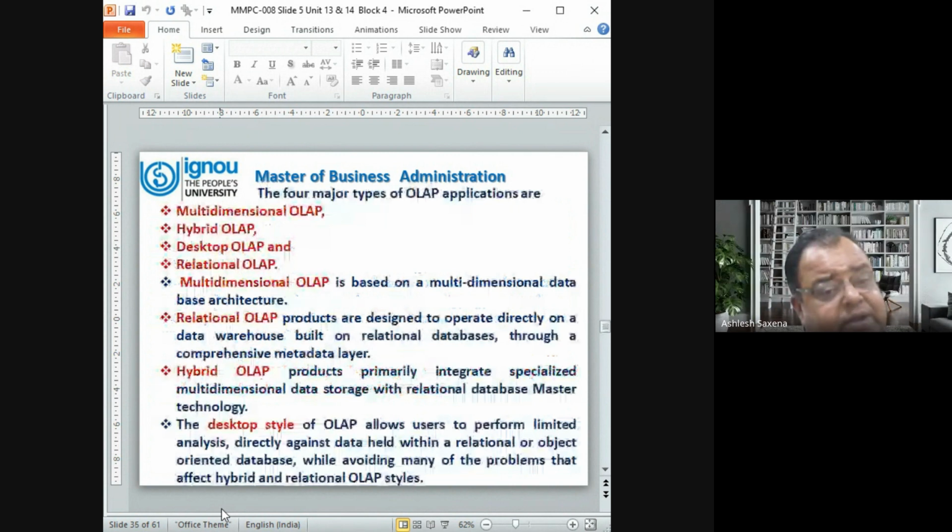Multi-dimensional OLAP, hybrid OLAP, desktop OLAP, and relational OLAP. These are different types of OLAP. Now, as far as multidimensional is concerned, it is based on a multidimensional database architecture. Relational products are designed to operate directly on the data warehouse, built on relational databases, through a comprehensive metadata layer. Hybrid OLAP products primarily integrate specialized multidimensional data storage with relational database technology. The desktop style of OLAP allows users to perform limited analysis directly against data held within a relational or object-oriented database while avoiding many of the problems that affect hybrid and relational OLAP styles.